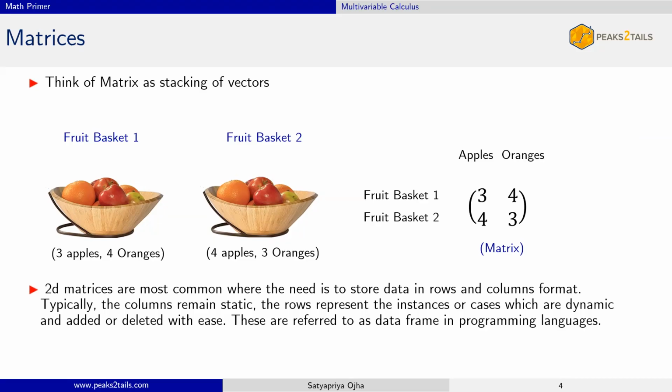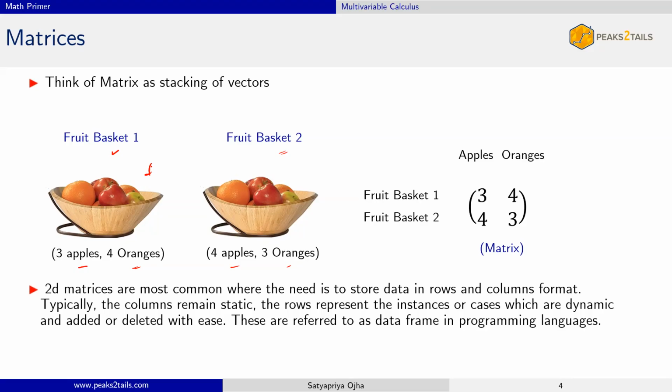Giving you a very general idea of what a matrix is. Consider a fruit basket that can contain apples and oranges. The first fruit basket has 3 apples and 4 oranges. Second fruit basket has 4 apples and 3 oranges, right? Ideally, one fruit basket would be a vector because apples and oranges don't mix together, right? We have to keep them separate. So for the first fruit basket, you might represent that as 3, 4. For the second one, you can call it as 4, 3, right?